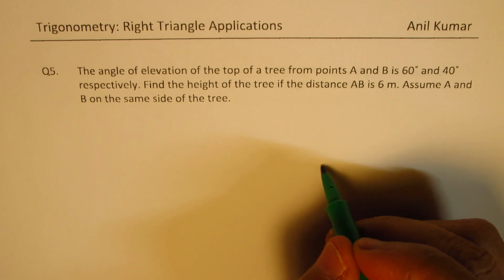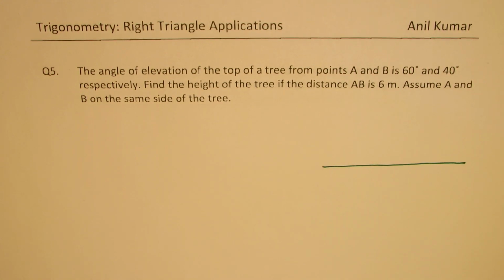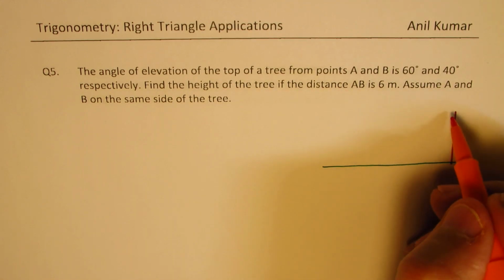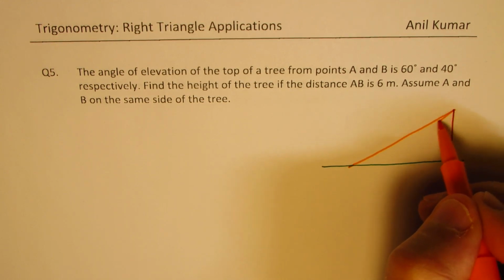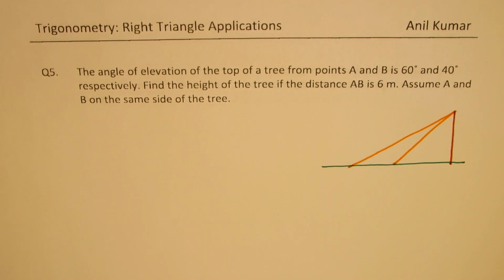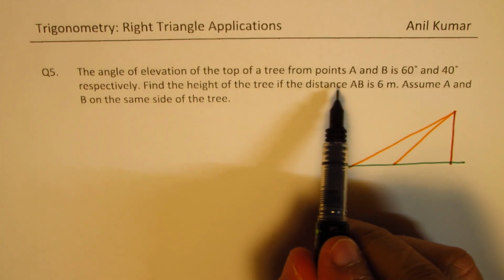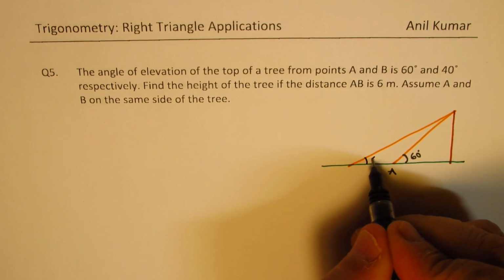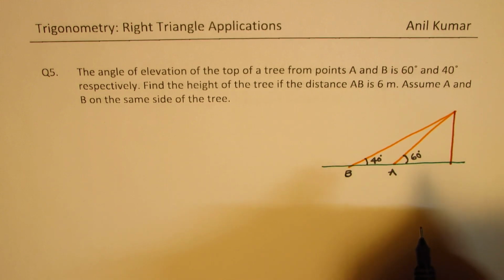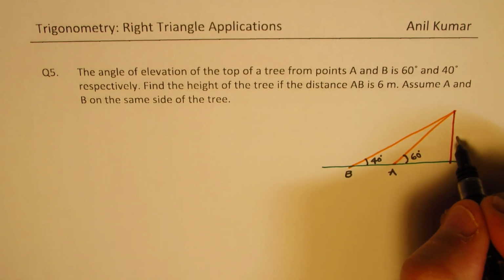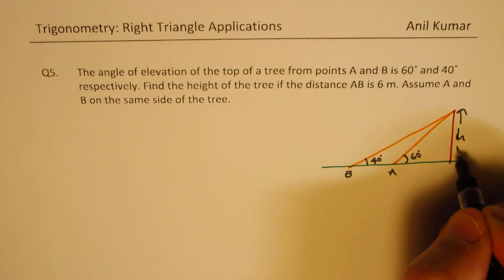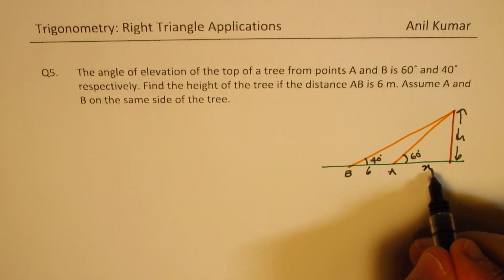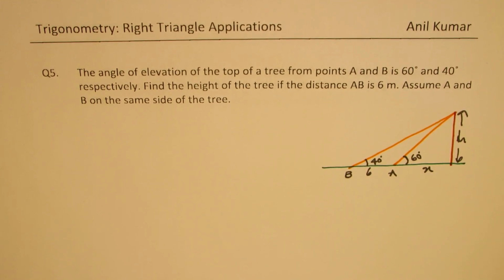So in the ship case, we found the distance. Now we are given the distance between points A and B. We have to find the height, right? So it's very similar. Let's make this diagram once again, similar to what we had done earlier. The angle of elevation to the top of the tree from A and B is 60 degrees and 40 degrees. Find the height of the tree if A to B distance is 6. So this is 6. We don't know what this is, we'll put this as x. Is that clear to you?